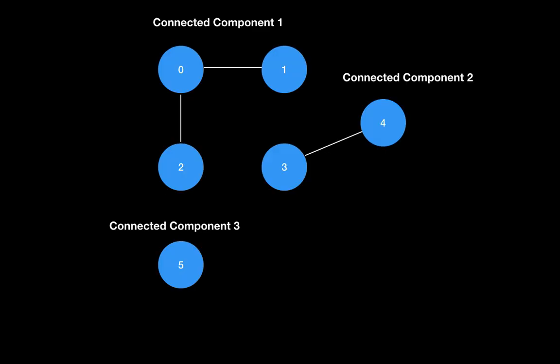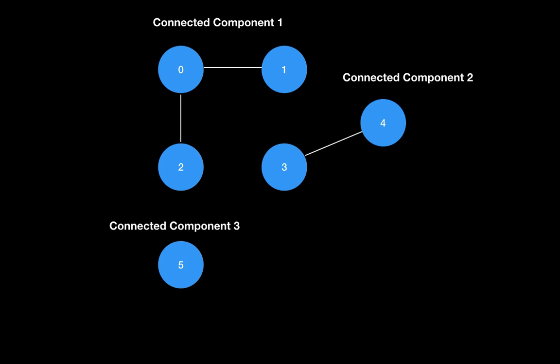Hello guys, we are going to talk about connected components in a graph today. We will be analyzing an undirected graph. This is the sample graph which we will be working with. Now connected components, this is a graph which has three connected components.